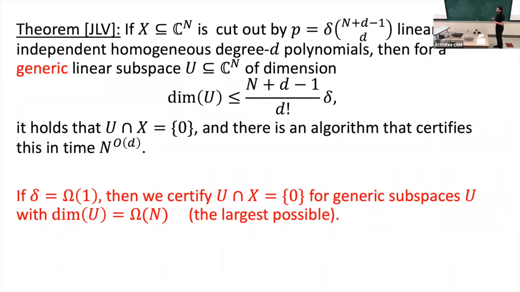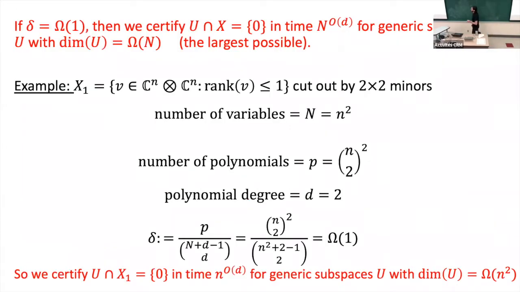This ends up being the case for many varieties of interest. For example, for x1, big N is n squared, the number of polynomials is n choose 2 squared, the degree is 2, and delta by definition is this fraction. So this is omega of 1, and we get the result I already mentioned, which is 1/4 (n minus 1) squared. This is order n squared.